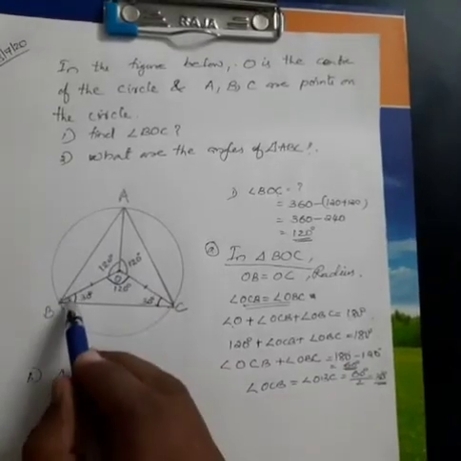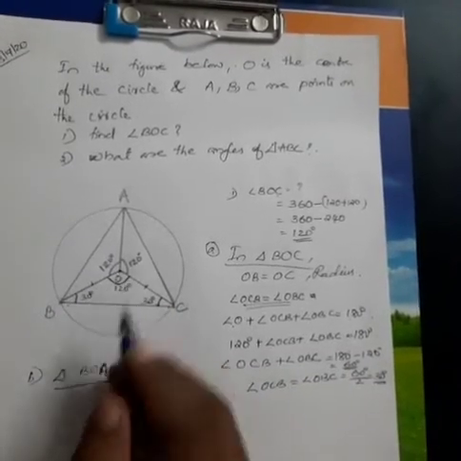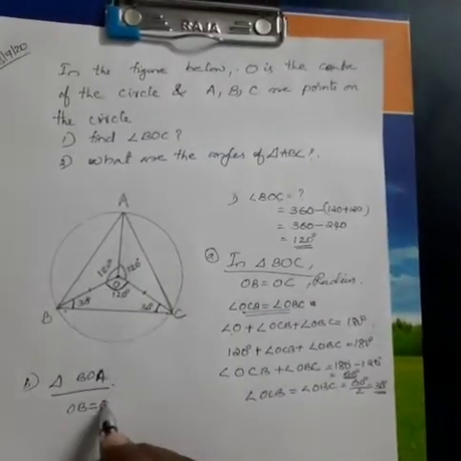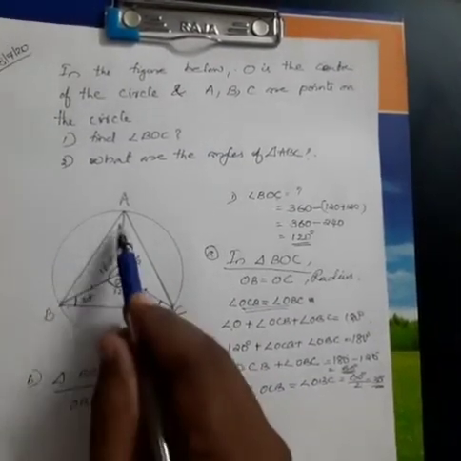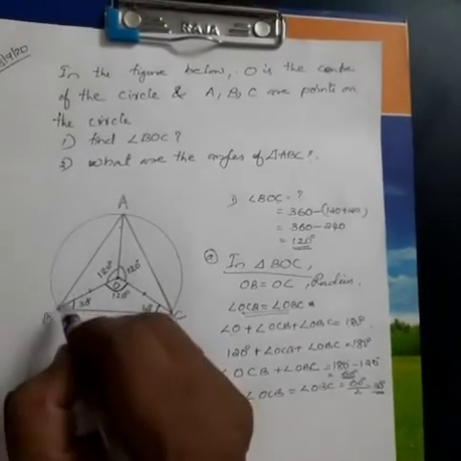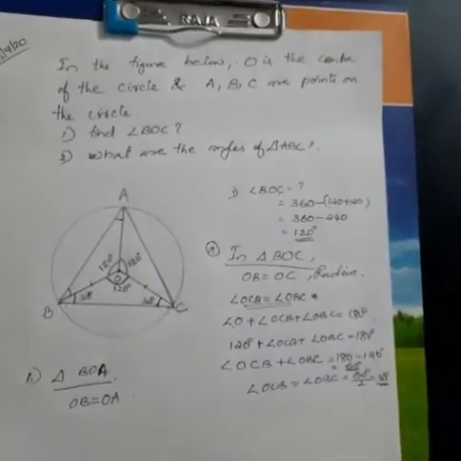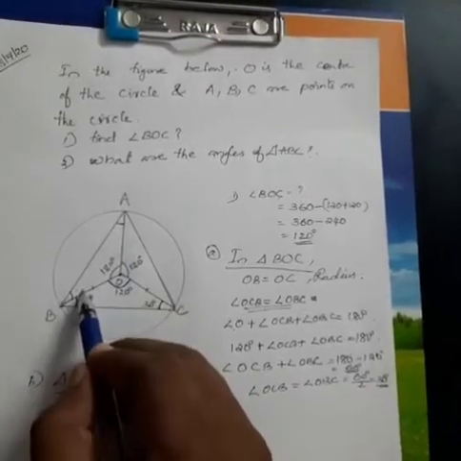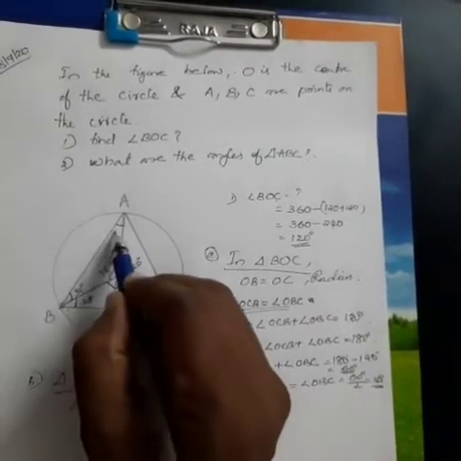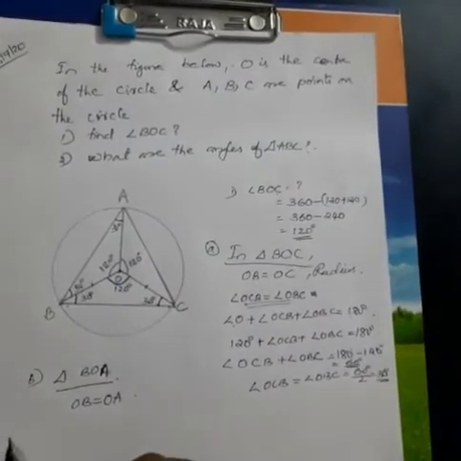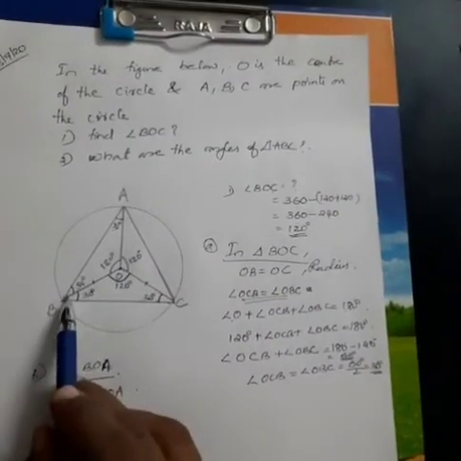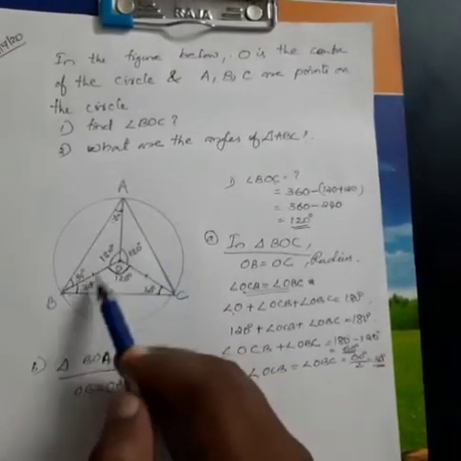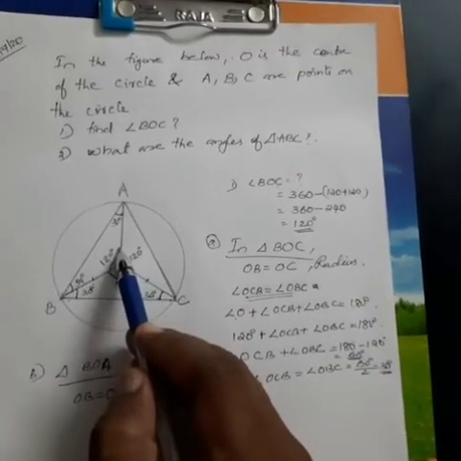Here also what happened? What is the speciality? OB should be equal to OA. So opposite angles are also equal. These two angles are equal. So if this is 120, what about these two angles? This is 30 degrees each. So this angle is 30, this is also 30. And what is the reason? These two sides are equal.